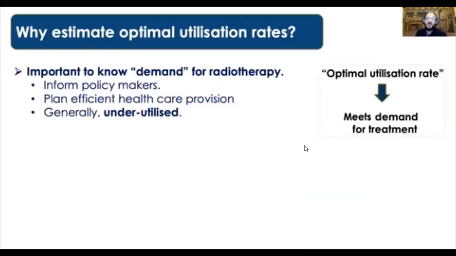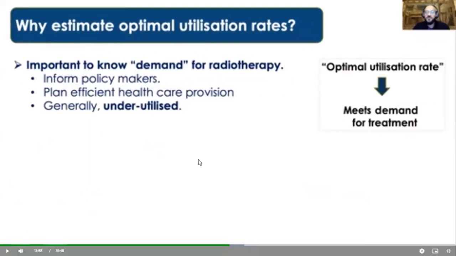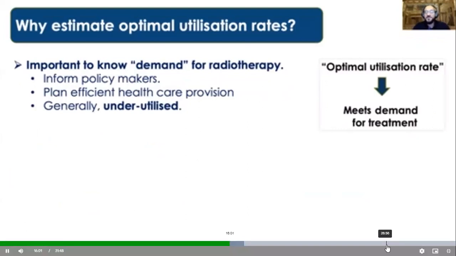The reason why we want to estimate the optimal utilization rate is that it represents the total demand for the treatment that we have within the population. More specifically, it's the proportion of patients who are going to need this treatment at least once during the course of their illness. Once we know this demand, we can use it as a benchmark to evaluate the actual utilization rate within our clinical practice. And this will hopefully help identify any potential gaps in service delivery and also help us make more informed decisions about the process of resource allocation and planning for more efficient delivery of radiotherapy treatment.